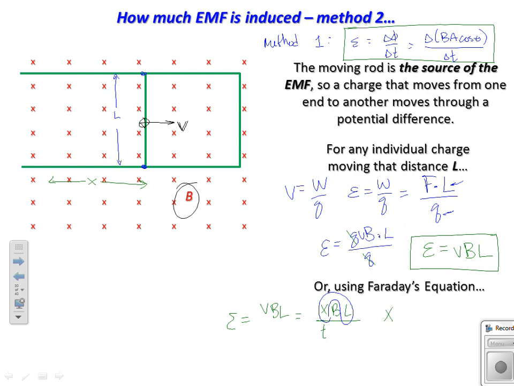is the change in area. That's how much the area changed. So this turns into delta A times B over T. Now, the theta here is actually 0, so the cosine part of this is 1, and we don't need it in there. All right, so these two expressions give you the same thing. But these are the two you need to know for sure: BVL, and delta phi over delta T.